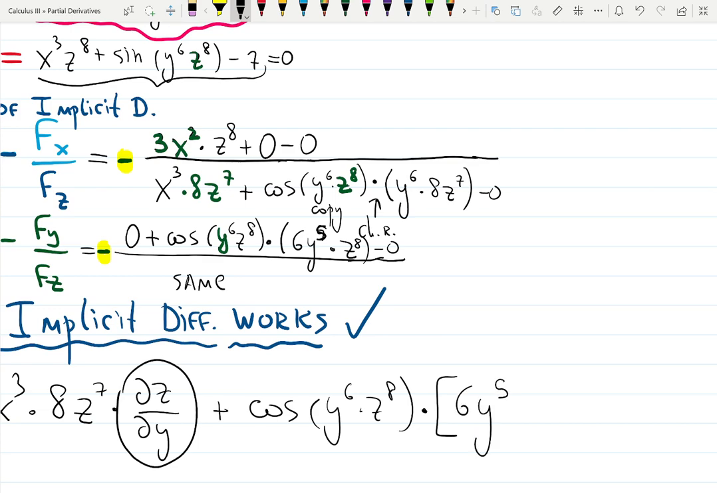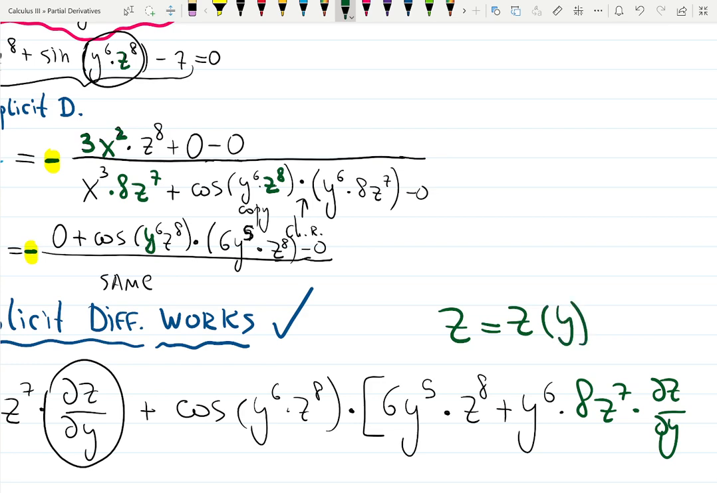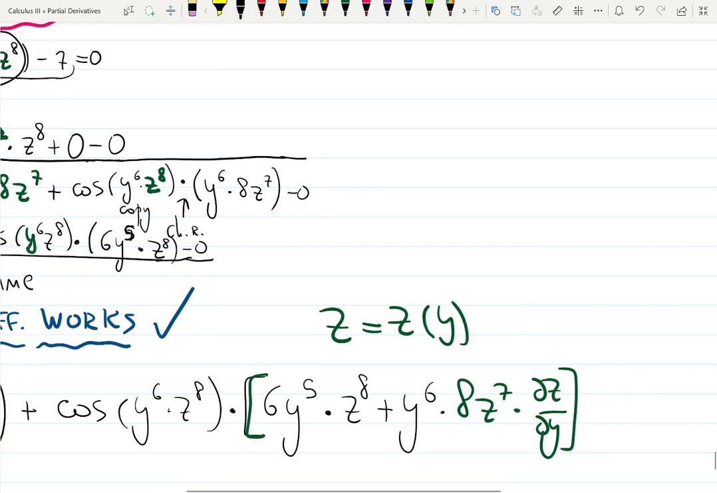6y to the 5. Y is the independent variable, so there is no y prime here. Times z to the 8 plus y to the 6. So I'm differentiating this part as a product rule. Y to the 6, but then z now is chain rule. 8z to the 7 times dz with respect to y, because z depends on y. Well, not only y, but in this case, only y. Then minus 0 equals 0.